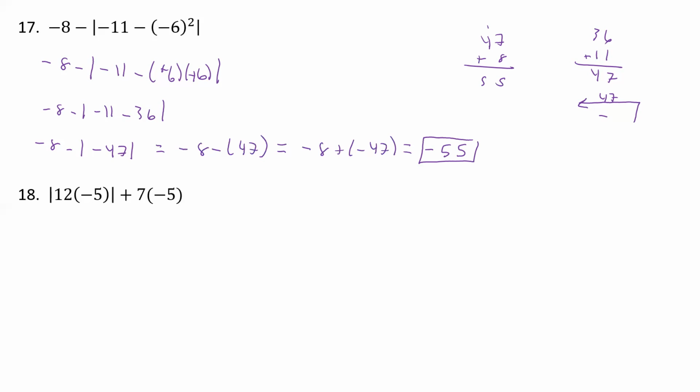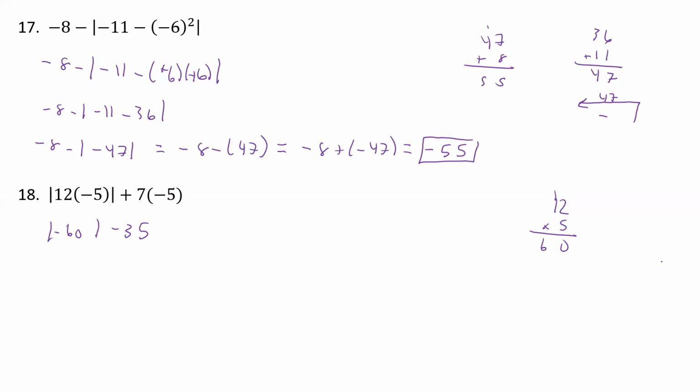Okay, what about the next one? Well, the next one, again, we have absolute value, and then we have nothing with absolute value, just have a product here. So let's work with this product in here first. So we know it's going to be negative, and 12 times 5, well, 2 times 5 is 10, carry 1, 5 plus 1 is 6. So that's going to give us a negative 60. And then absolute value, of course. And then we have 7 times negative 5, so that's minus 35.